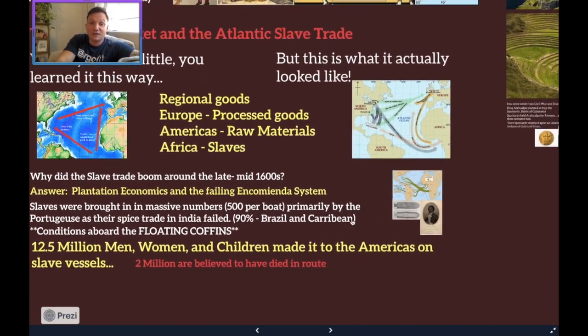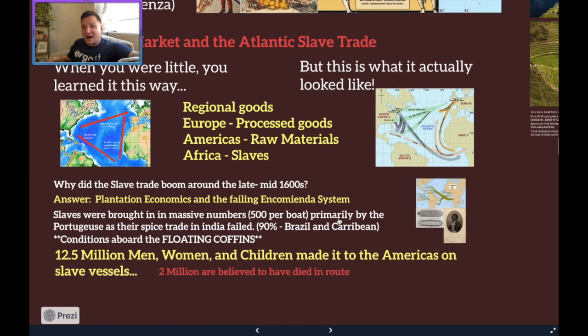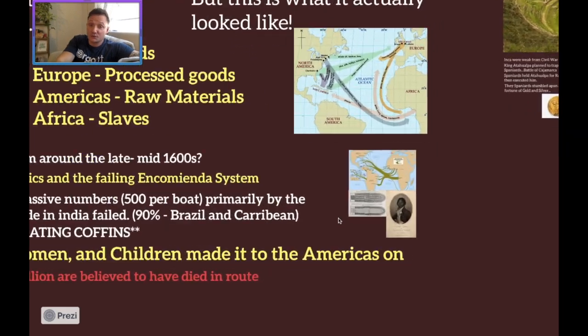Also, as you can see, the conditions aboard them were absolutely terrible. And in the process, 12.5 million men, women, and children were taken away from Africa and brought to the Americas on slave vessels. And in the process of the slave trade, we believe that somewhere in the neighborhood of a million people are believed to have died en route due to the gross mistreatment of the slave trade in this time period, right? And so that is going to create a huge slave-based economic system and plantation economic system in the New World colonies, okay?